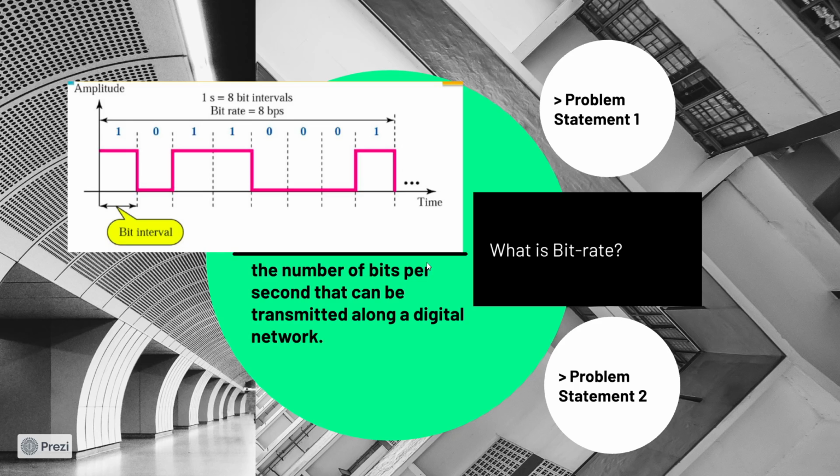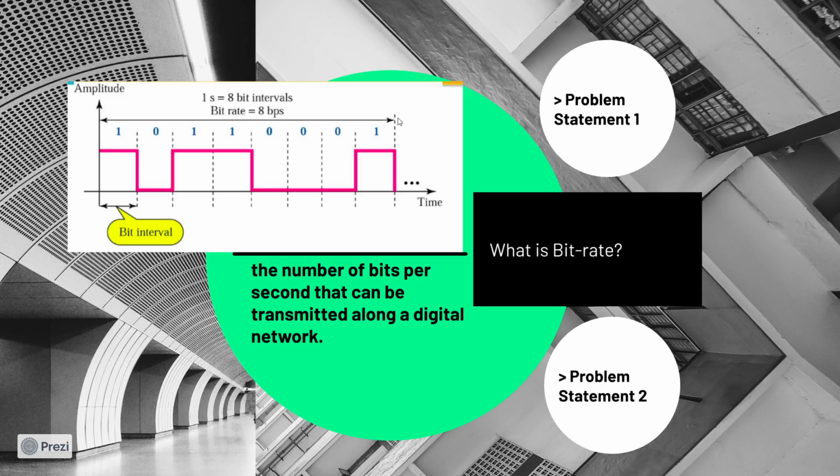Now I'll try to explain this image. In this image, we are given a digital signal, and these are the bits: 1 0 1 1 0 0 0 1. Now let's assume that this is 1 second.